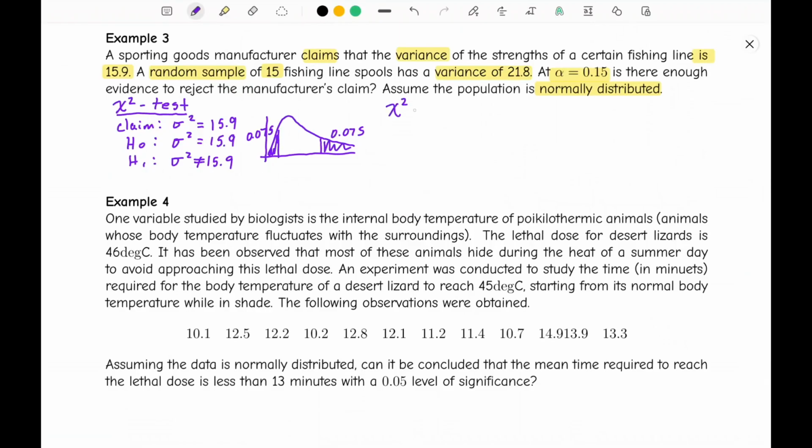Next, I need my test statistic. So chi-squared equals n minus 1 times s squared over sigma squared. Well, n was 15, so n minus 1 is 14. S squared was 21.8. Now, you don't need to square the 21.8 because it already is the variance. Same with the 15.9. We do not need to square that. I'm getting a test statistic of 19.19.